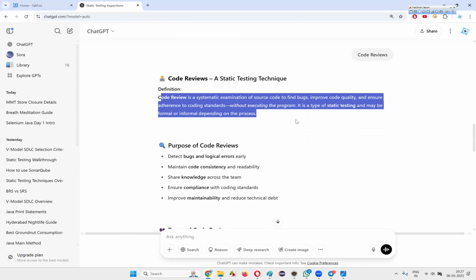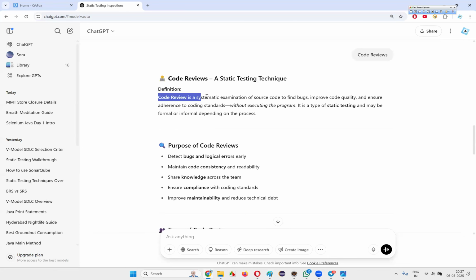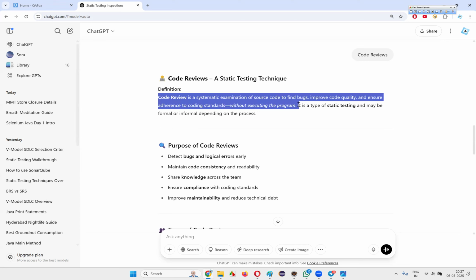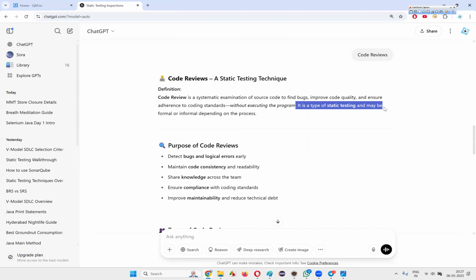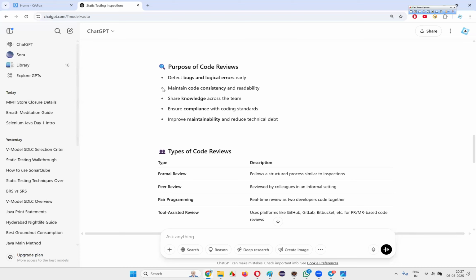Code review. Code review is a systematic examination of the source code to find bugs, improve code quality, and ensure adherence to the coding standards without executing the program. It is a type of static testing and may be formal or informal depending on the process. Sometimes it can be a formal way of doing the code review or an informal way.